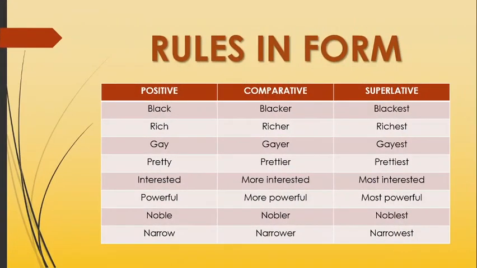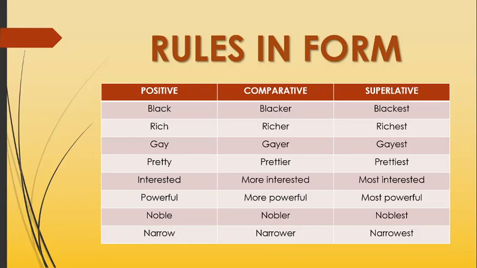So single syllable, black, rich, gay, they are taking blacker, blackest, richer, richest, gayer, gayest. That is er and est. But pretty, two-syllable word and ends in y, it is becoming prettier and prettiest. The y is replaced with i and then it is taking er and est. Interested, four-syllable word, it is becoming more interested and most interested. Powerful, again ends in full, it is becoming more powerful and most powerful.